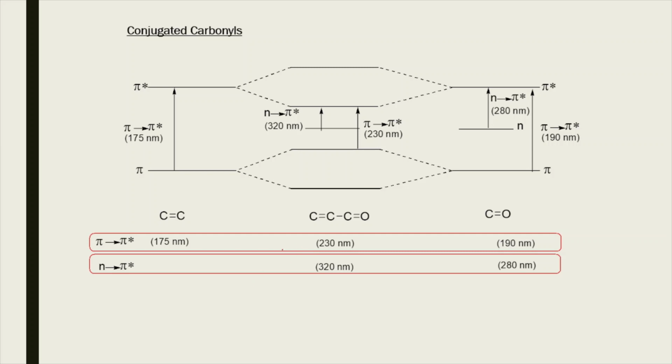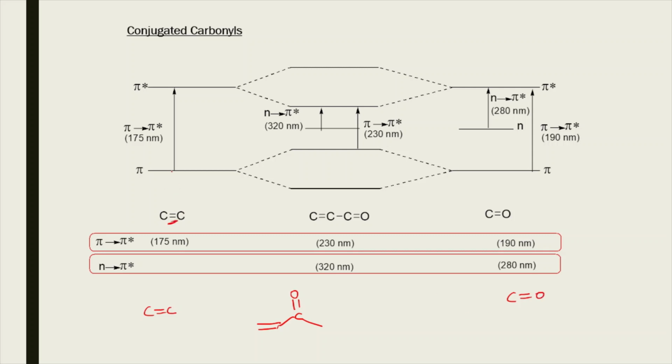Similarly, in the case of conjugated carbonyl compounds, for example, we have this carbonyl. This is the alpha beta unsaturated carbonyl compound. We are comparing it with the isolated C double bond C and the carbonyl.